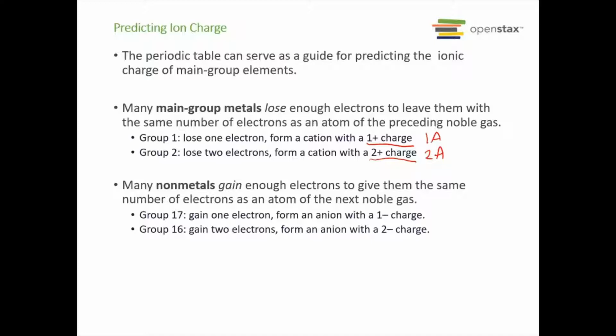Now, nonmetals like to gain electrons to give them the same number of electrons as an atom of the closest noble gas that's higher in atomic number. So they go forward. Group 17, for instance, will take 1 electron to go 1 space over to the nearest noble gas, to have a -1 charge, and then group 16 likes to gain 2 electrons, and so on and so forth.